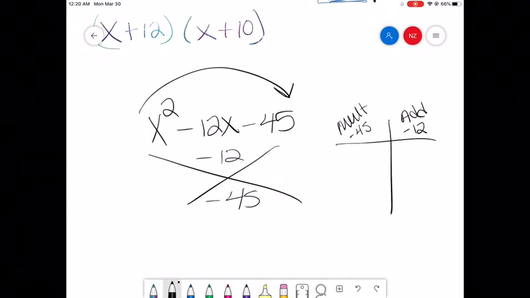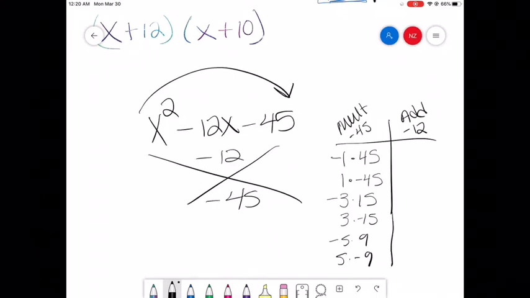My factors of negative 45 would be negative 1 times 45, 1 times negative 45, negative 3 times 15, and 3 times negative 15. Then I have, let's see, negative 5 times 9 and 5 times negative 9. So which of these gives me negative 12? Negative 1 plus 45, 1 minus 45, negative 3 plus 15. That's rather close, but I don't think that gives me a negative number because the 15 holds the charge here. So that's going to give me a positive 12.